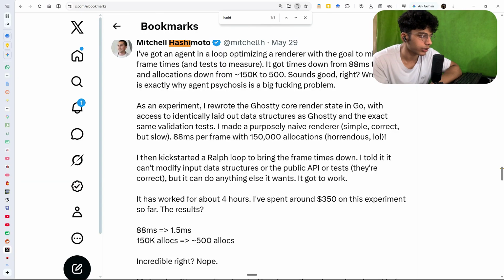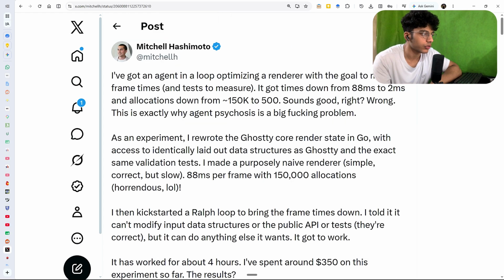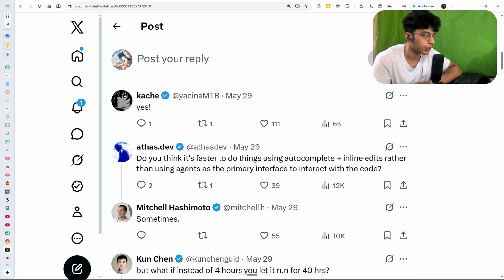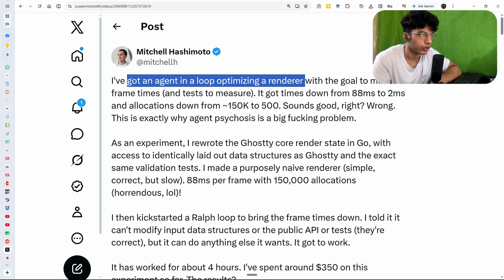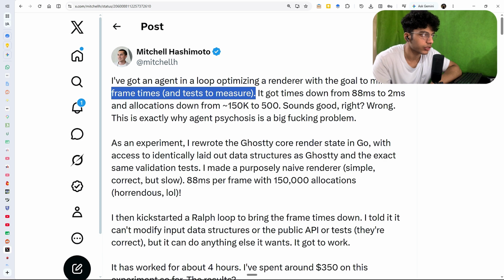And I want to go over this tweet because I think it's such a good example of how LLMs and AI agents fall short and how you still need human ingenuity to solve complex problems. You can pause the video and read the whole thing if you want, but basically, this guy's got an agent running in a loop, optimizing a renderer, and the goal is to minimize frame times, right? And he's written some deterministic test to measure the result, right?